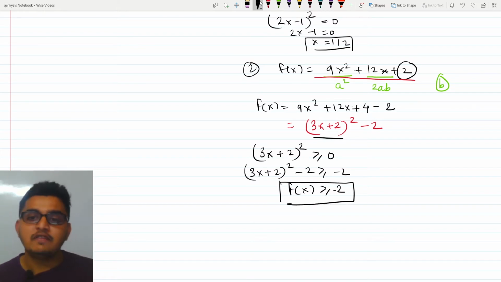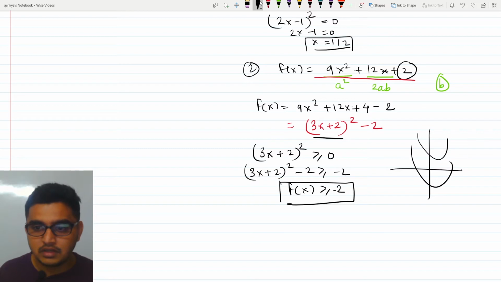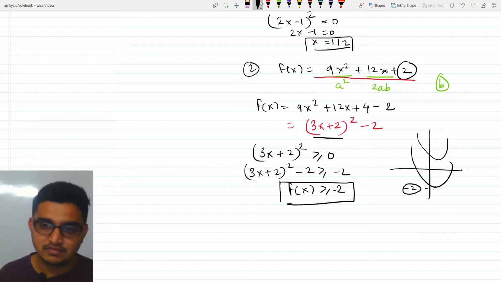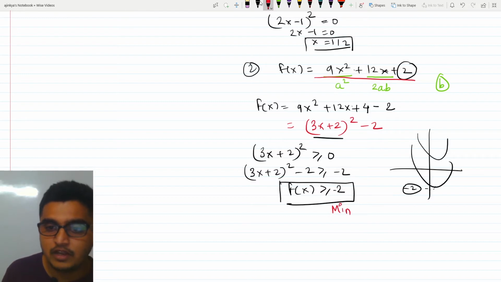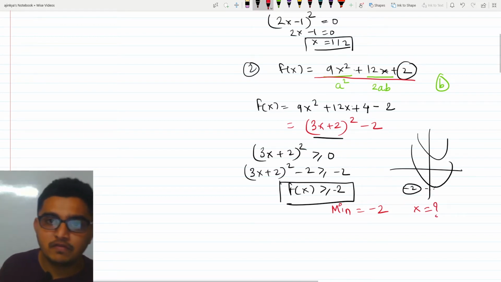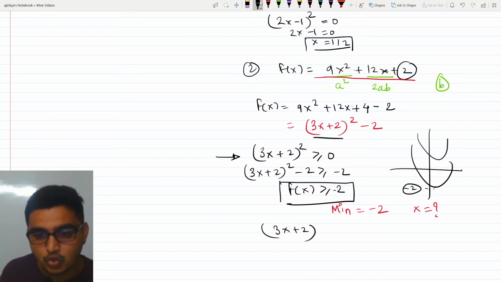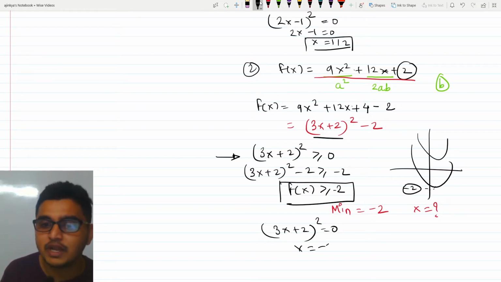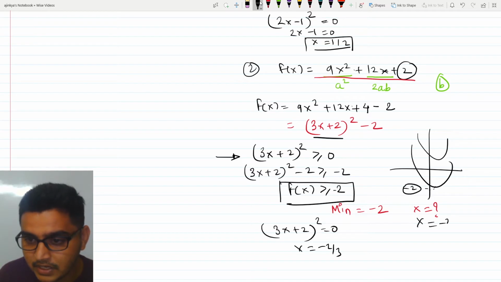Now if this function says that the least value it has is minus 2, what is the value of x? We need to find out what is the value of x, right? So right now we have got that the minimum value is minus 2, but at x equals to what? So this is the question. And from the first step again over here, we can say that if we equate (3x + 2) whole squared equals to 0, then you have x equals to minus 2 upon 3, and this particular turning point gives us x equals to minus 2 upon 3.